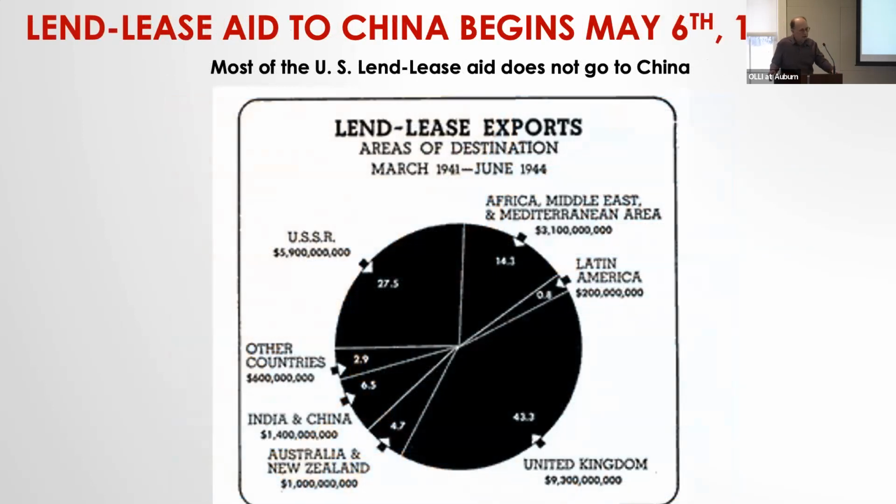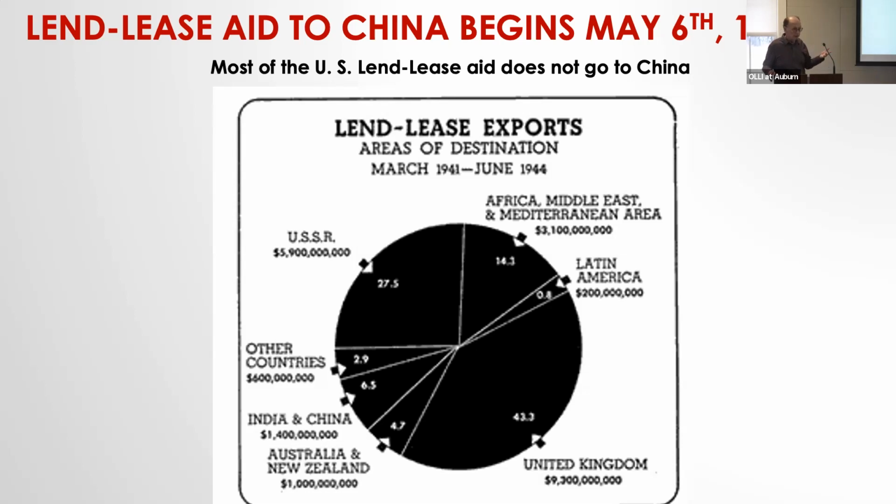But I really like to talk a little bit about Lend-Lease. And when we look at Lend-Lease, indeed, the vast majority of Lend-Lease is not going to China. Actually, we began to give Lend-Lease to China as early as May 6th of 1941, before we were in the war and before we were giving it to the Soviet Union. So China is really one of the first countries that we give Lend-Lease aid to.